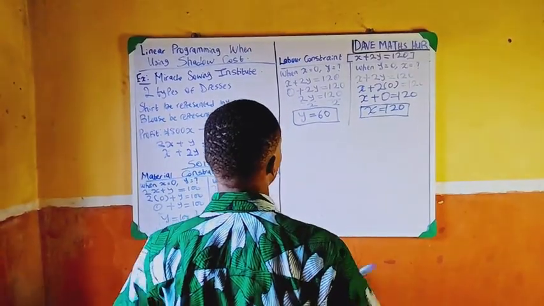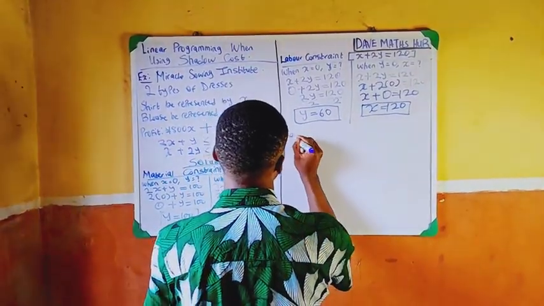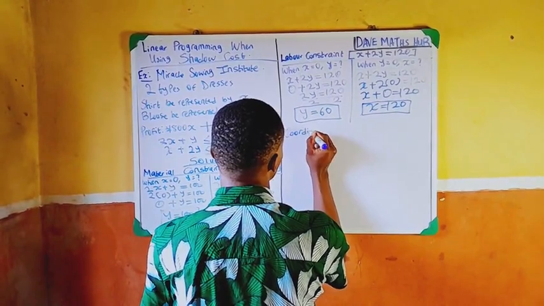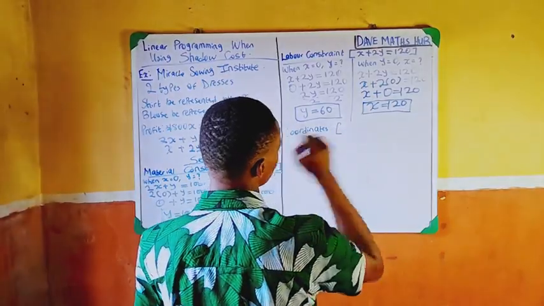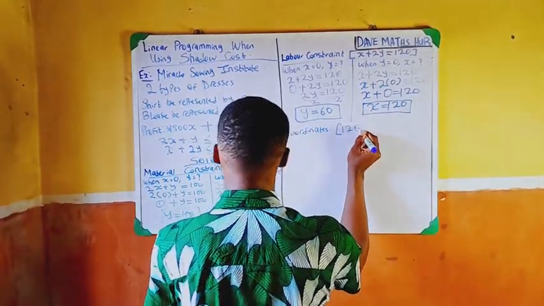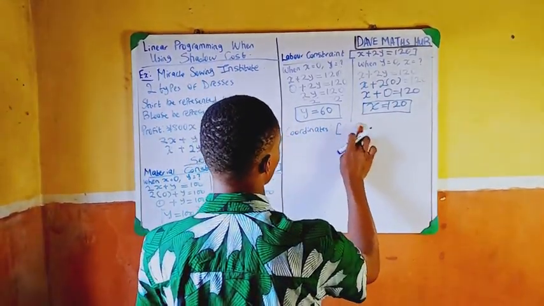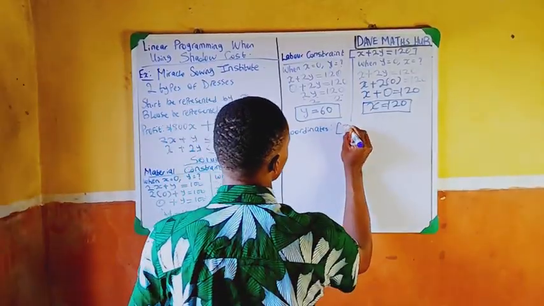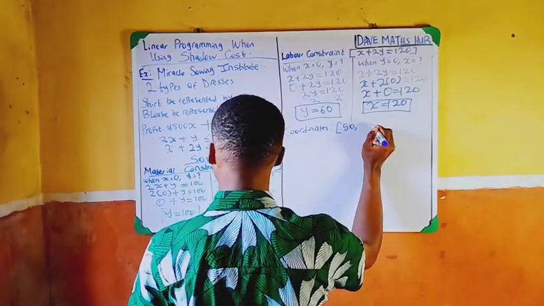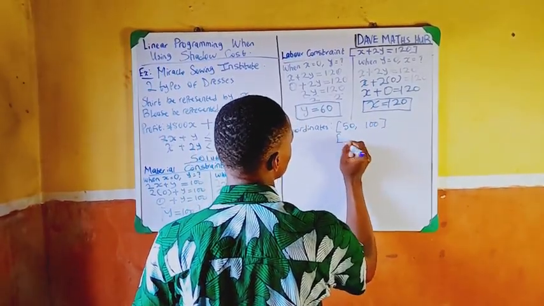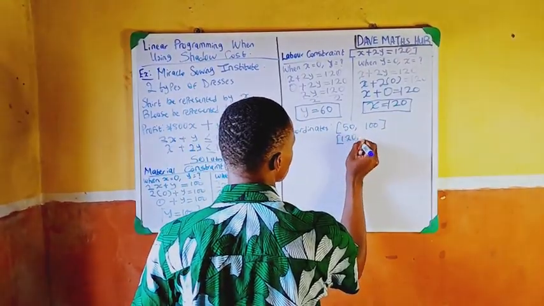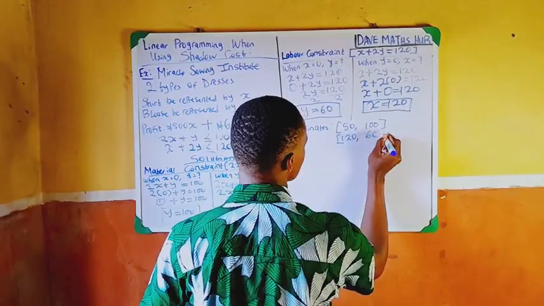So given this, we have our coordinates. Starting from this first one, x 50 and y 100, and this next one, x 120 and y 60.